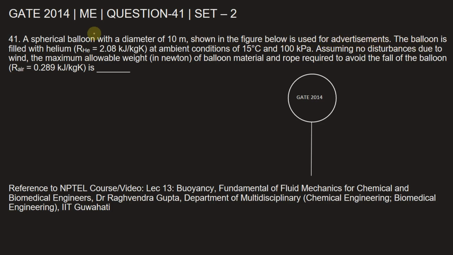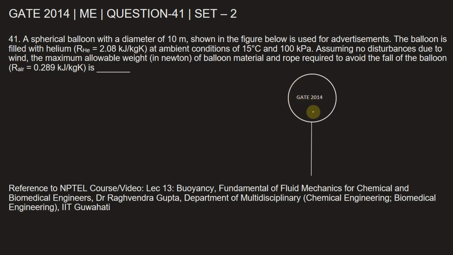advertisements. The balloon is filled with helium whose gas constant is 2.08 kilojoule per kilogram Kelvin at ambient conditions of 15 degrees Celsius and 100 kilopascal. Assuming no disturbance due to wind, the maximum allowable weight in Newton of balloon material and rope required to avoid the fall of the balloon is, also the gas constant of air is given, that is 0.289 kilojoule per kilogram Kelvin. Let's understand the force acting on this balloon.